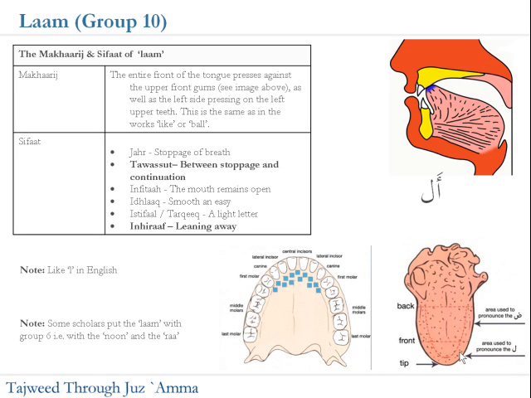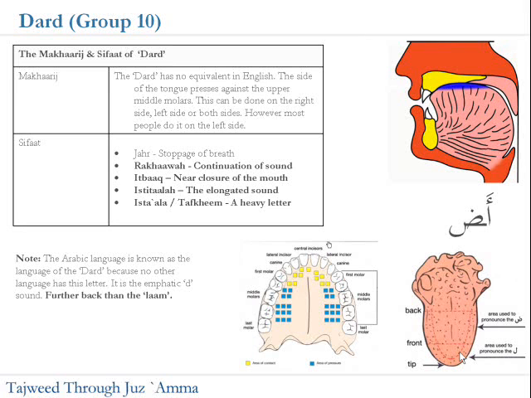So really, for the lam, although the tip of the tongue is touching the front upper hard palate, it's really the entire front of the tongue, and there's pressure on the left hand side as well. This has got stoppage of breath. So when we say al, there's no burst of air at the end, and it's between stoppage and continuation, not completely stopping and not carrying on too long. And we'll look at the dad now.